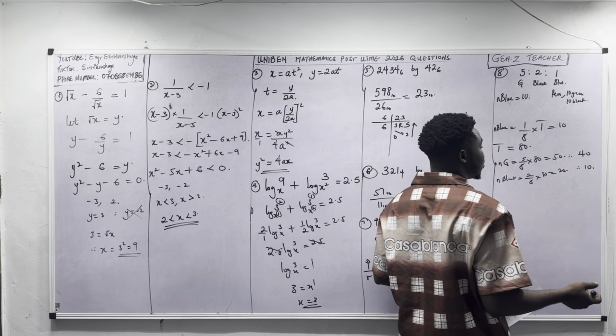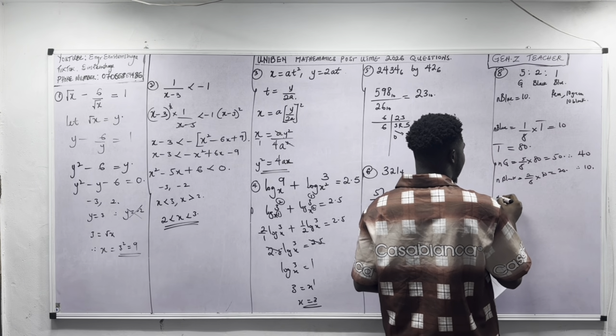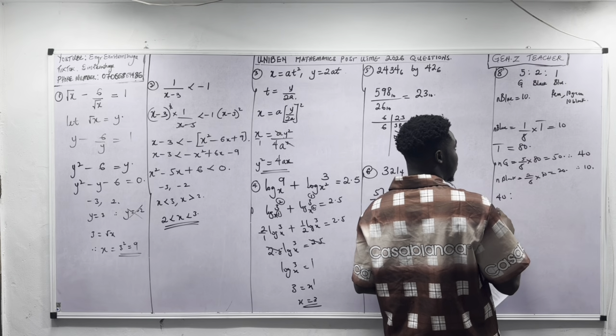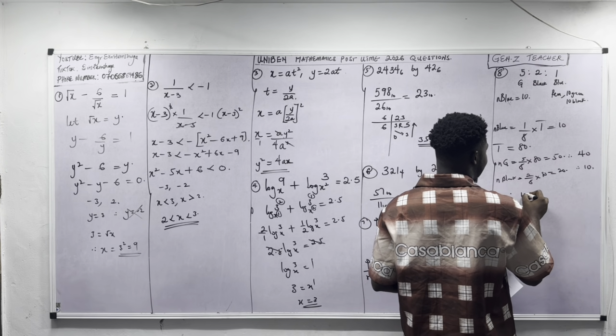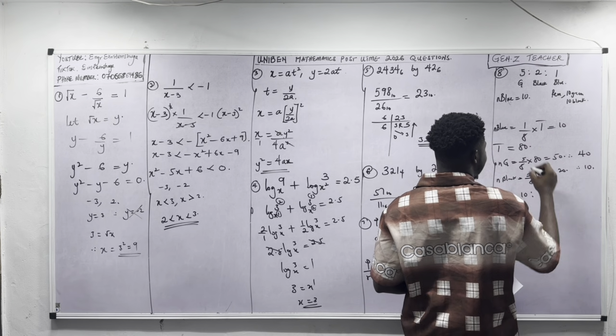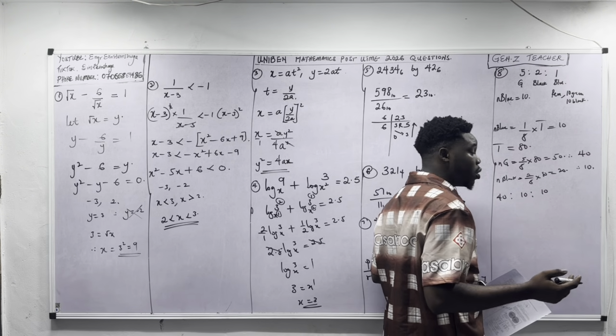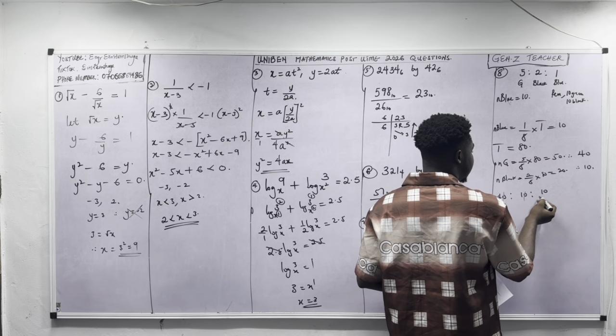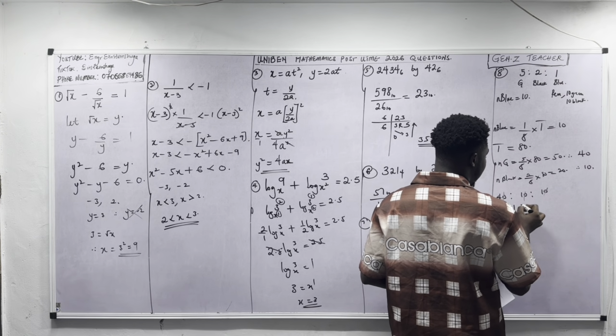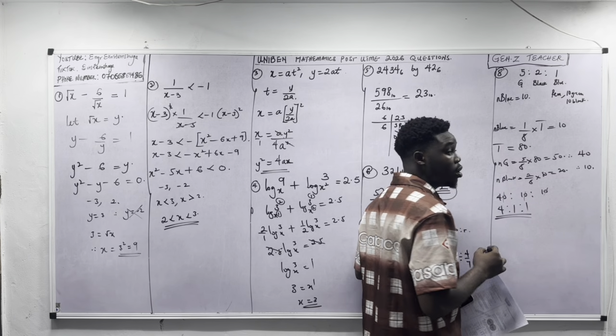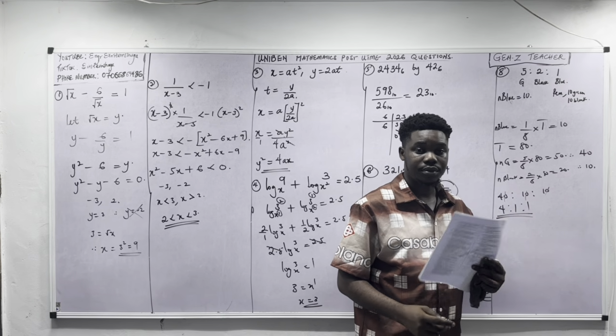So now let's see the total balls we have in the ratio. We now have 40 green balls. We also have 10 black balls, and then we also have 10 blue balls. We don't remove blue balls, so we can simplify this. 0 take out 0. So we have 4:1:1 as the new ratio for the balls in the basket.